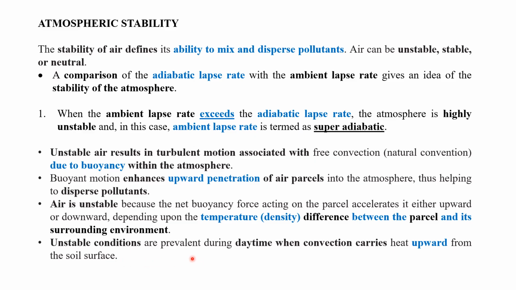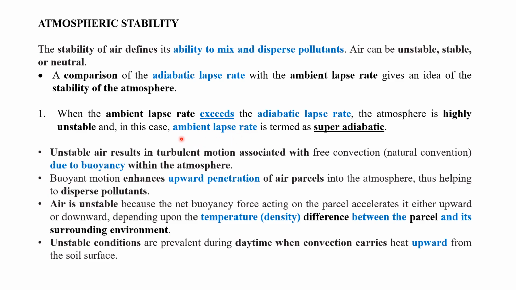Unstable conditions are prevalent during the daytime, when convection carries heat upward from the soil surface. So an unstable environment causes turbulence, and it is more beneficial for the dilution of pollutants. The buoyancy forces act, and it occurs in the daytime. It has been found that normally between 12 and 2 p.m., the atmosphere is highly unstable.